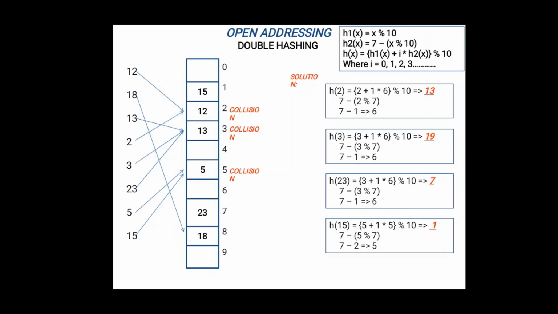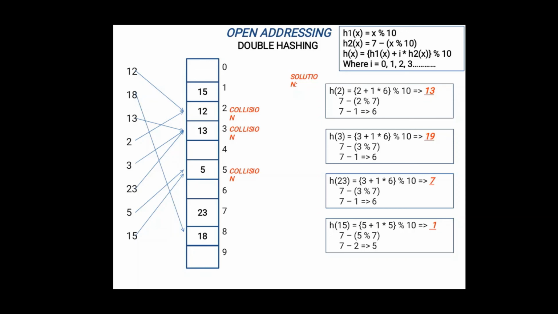So next is 23 mod 10. There is a collision also, so we need to search it again. So here h of 23 is equal to (3 plus 1 times 6) mod 10, which is equal to 7. So since index 7 is blank, we put that 23 in the index of 7.